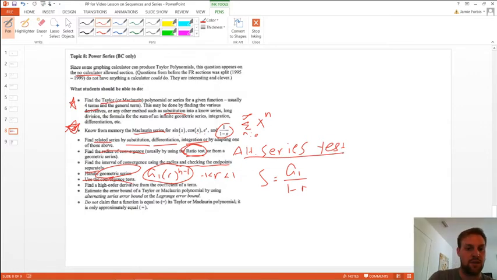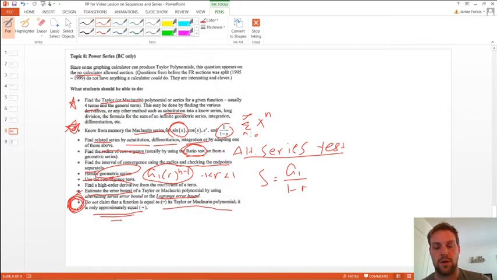You're not going to need this bullet point at all: estimating error bound with Lagrange error bound, basically that last optional video. And this is a big important one: do not claim that a function is equal to its Taylor-Maclaurin polynomial. If I asked for a Maclaurin polynomial for sine of x, remember that this is only an approximation. Just keep that in mind.